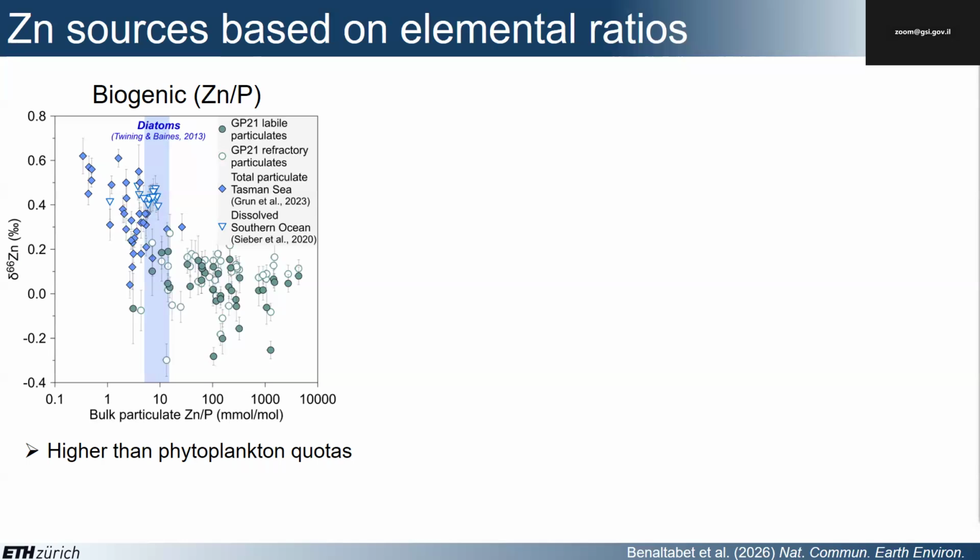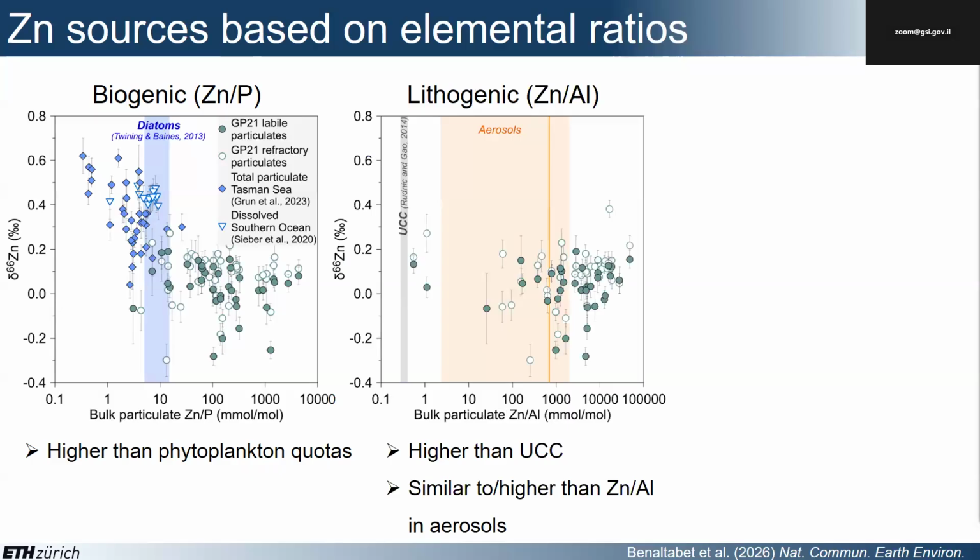So now we need to ask ourselves, okay, we know that zinc is associated with biogenic particles, with biology, so where does this excess zinc come from? So we can test other natural processes, other natural sources. The next source we would consider is a lithogenic source of zinc. And in this case, we can use zinc to aluminum ratios.